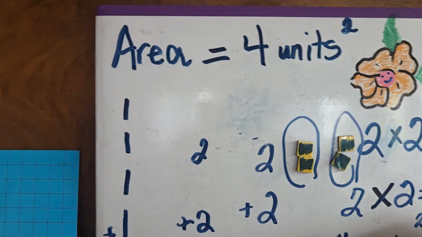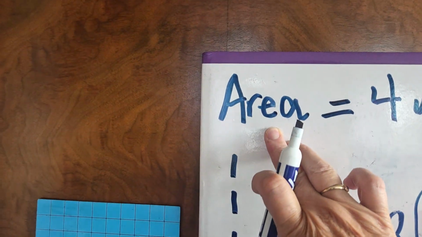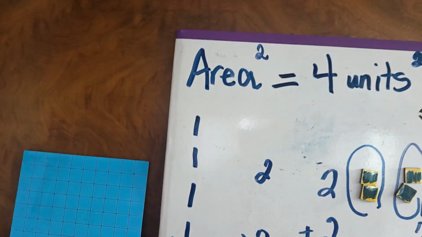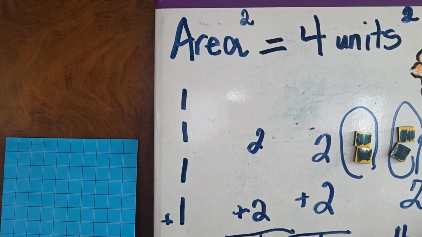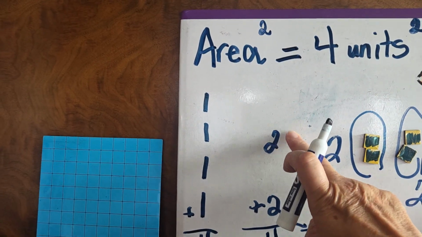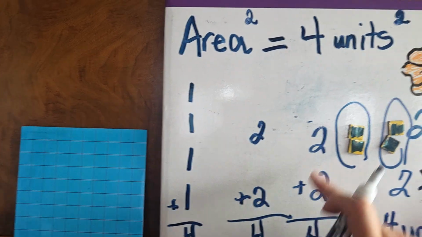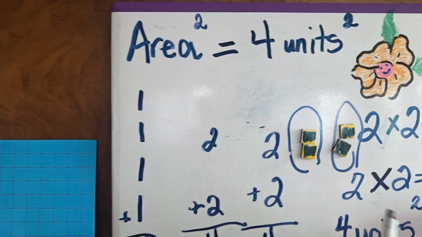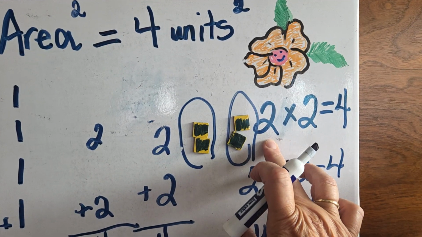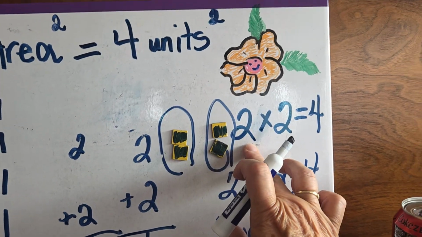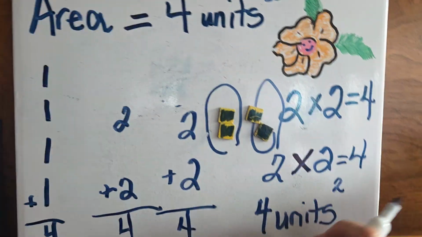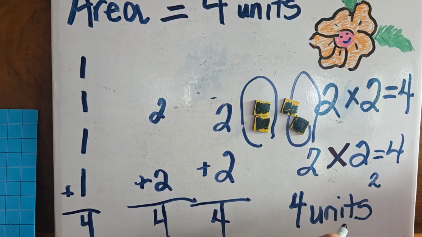So that is for area. Area always gets a little 2 at the very end of the answer. 4 units squared. We can add them one by one. We could break them into twos and add those twos together. We can try it this way or the other way. We can also look at this and go, wait a minute, that's 2. Here's a 2 and here's a 2. And how many groups? 2 groups of 2. And all of them give us 4 units squared.